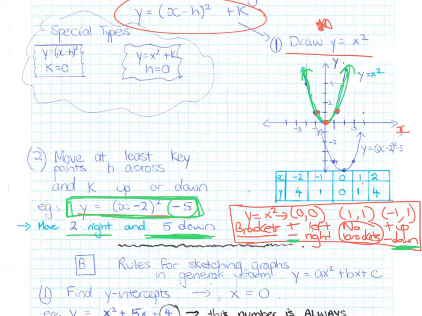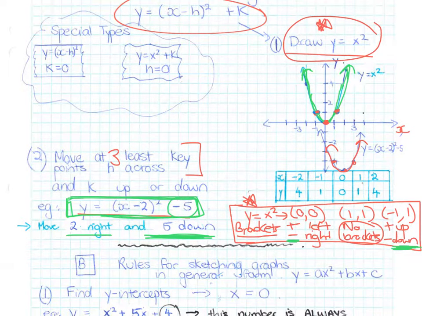Alright, now there's a lot of points going on that graph, so I'm just going to clear some of it off so it doesn't get so confusing. You get the picture. You move the points 2 to the right and 5 down, and you get those points, which you can then connect up, and you've got your new graph. So 2 rules. 1, draw y equals x squared. You do that using these points down here. And then you move key points. 3 key points. h across and k up or down.